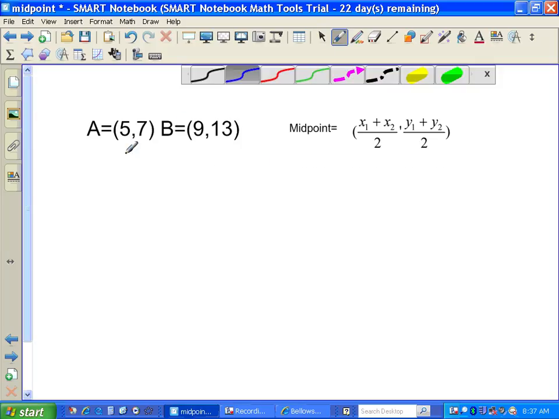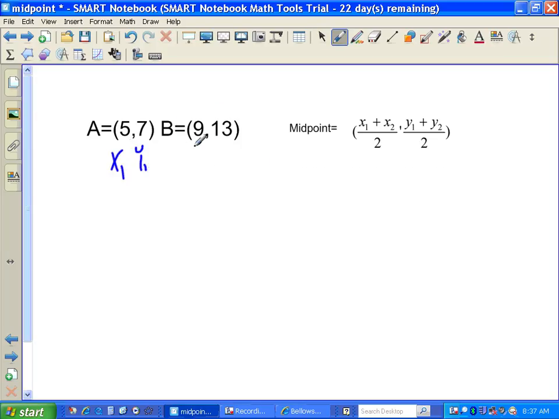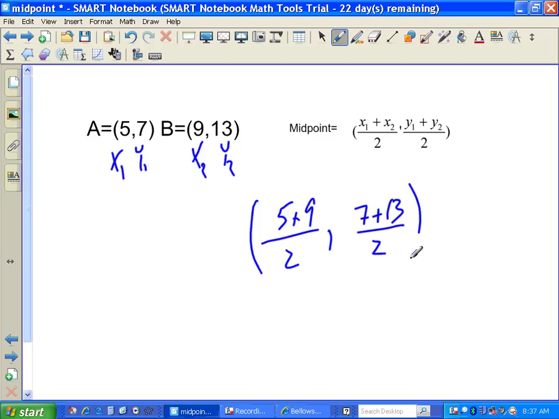Okay, same story. Let's label x1, y1, x2, y2. Let's plug them into the formula. 5 plus 9 divided by 2, 7 plus 13 divided by 2, right? Just took my x's, added them together, going to divide it by 2. Take my y's, add them together, divide by 2. Okay? And it's going to be a coordinate point, so we pop the parentheses around it.